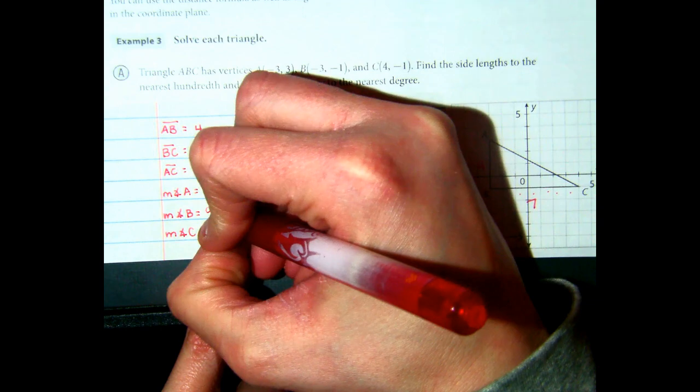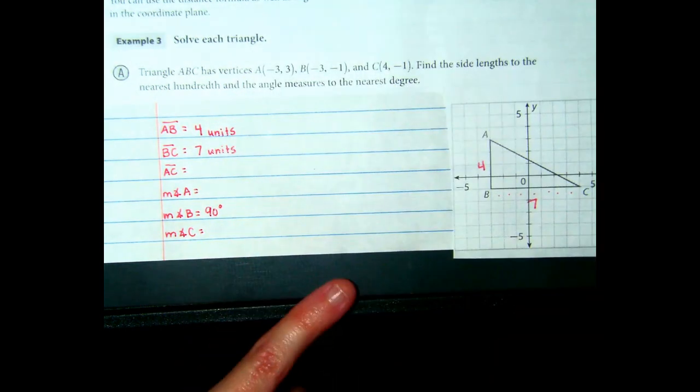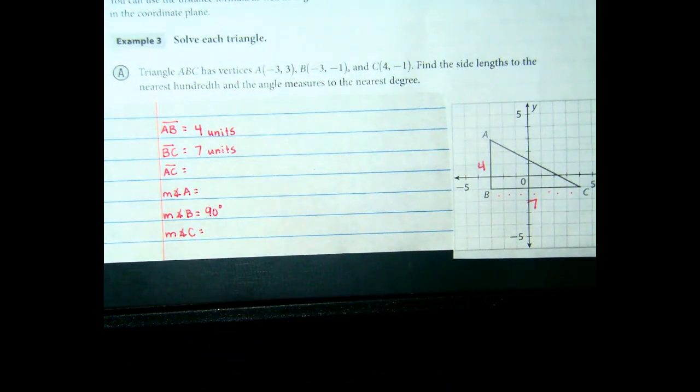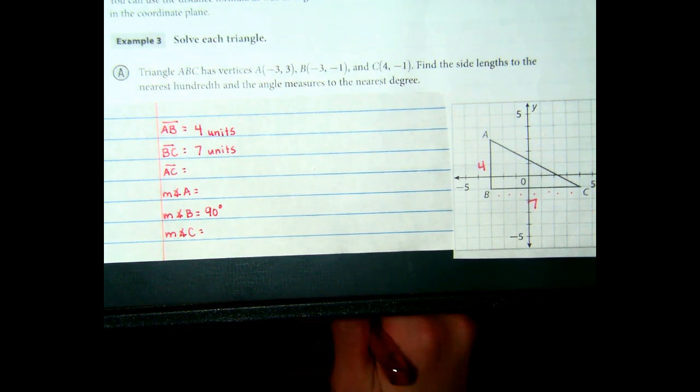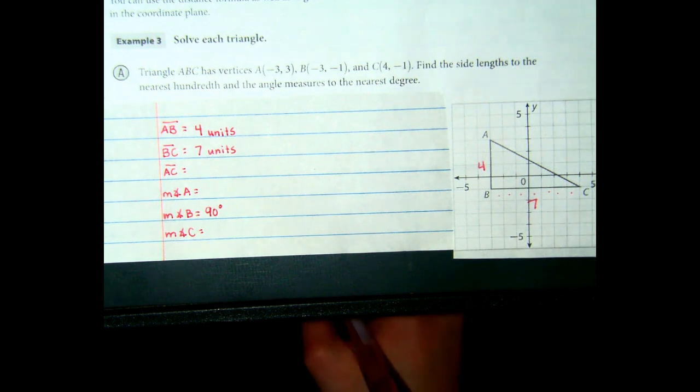Somebody said there's something else that's easy to find. Angle B is 90 degrees. Do you know why? We could prove that they're perpendicular, but they meet right on what's called a lattice point. They meet on the same point there. A coordinate plane is made to be a square grid like that. Alright, the rest of these we have to find.